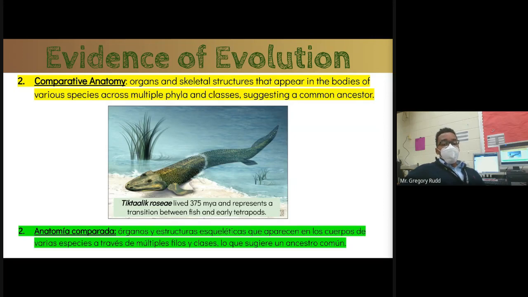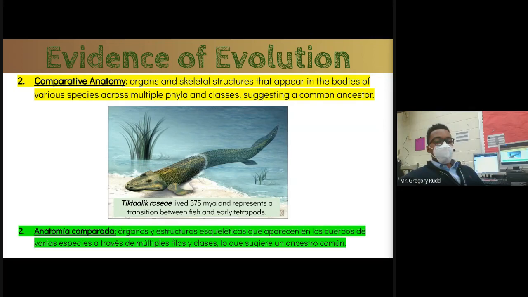One of those ancestors is thought to have been Tiktaalik roseae, and that's what you're seeing on the screen. It lived 375 million years ago, which in the grand scheme of things is not that long ago. Like I said, the Earth is about 4.4 billion years old. Tiktaalik roseae represents a transition between fish that only lived underwater and early tetrapods that were able to kind of walk on land. Okay, so we have found fossil evidence of Tiktaalik.